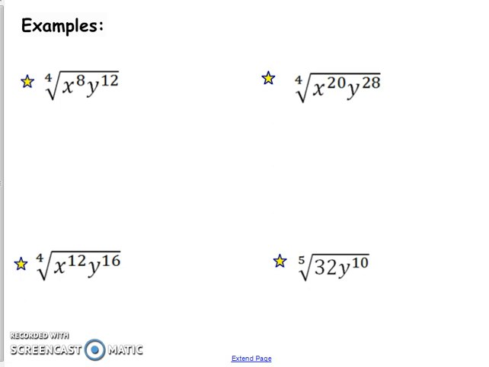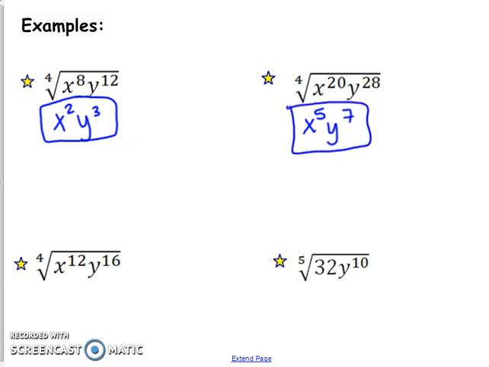So x to the 8th, if I can divide that by 4, this is just going to be x squared, and then 12 divided by 4 would be y to the 3rd. There's nothing left over, it goes evenly, there's my answer. The 4th root of x to the 20th is going to be x to the 5th. I'm dividing 20 and 4. The 4th root of y to the 28th, 28 divided by 4 is going to give me y to the 7th.